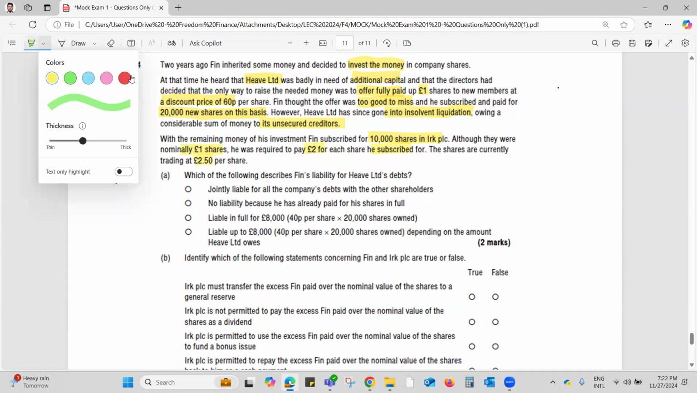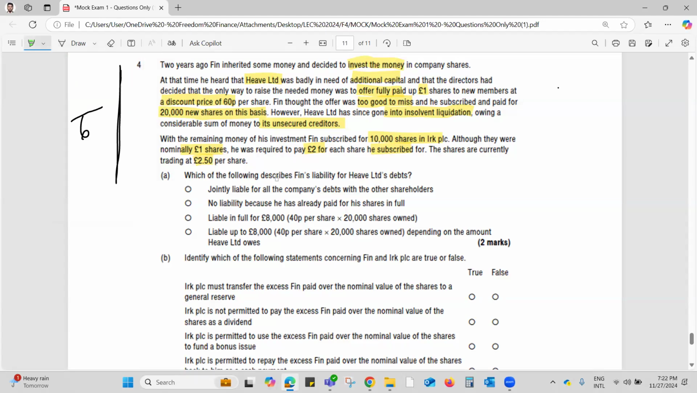So now the question is, which of the following describes Finn's liability to H Limited's debts? Is Finn jointly liable for all company debts, or no liability because he has already paid for his full shares, or is he liable for £8,000, or is he liable up to £8,000 depending on the amount H Limited owes? So what needs to be the right answer?